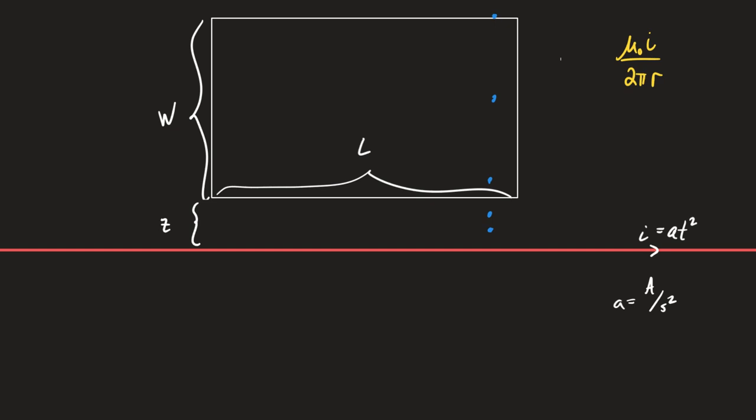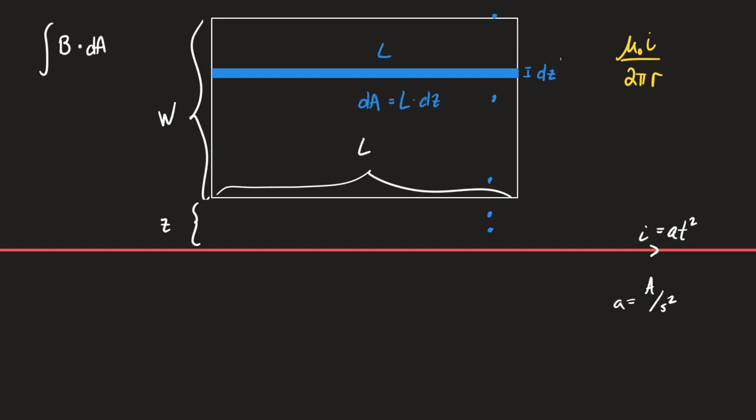Now, listen, folks, I want this tomorrow. I want you to make a reasonable attempt at computing B dot dA. I will give you a hint. Break this up into small rectangles of length L and width dz, so that the area is L times dz. Then you can integrate from z to z plus W. Try this, please. Try to put the stuff in here that you have. You'll know you've done it right if you get a log in your answer.